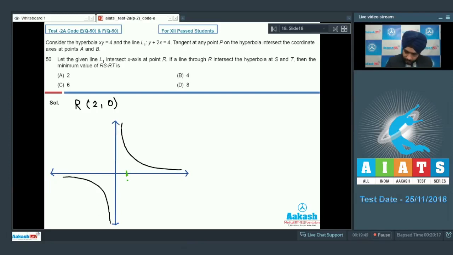A random line will be something like this, R, S, T. I need the maximum value of RS into RT. So let us write the equation in parametric form. S can be given as (2 plus r cos theta, r sin theta), where r and theta are variable. But this point S as well as point T can be assumed within the same coordinates, and both S and T lie on the curve xy equals 4.